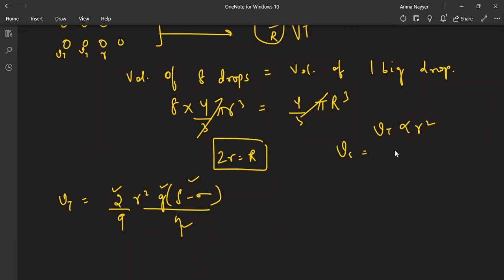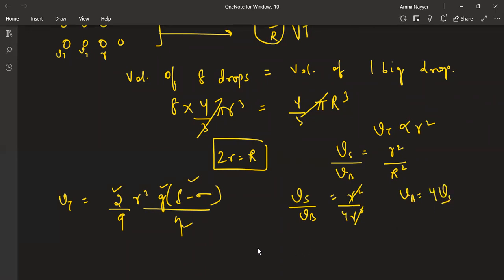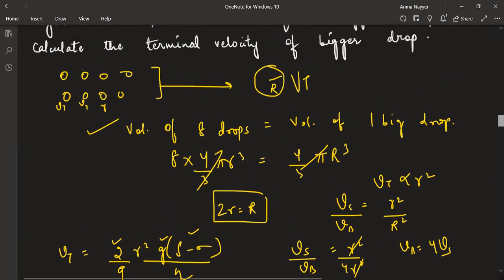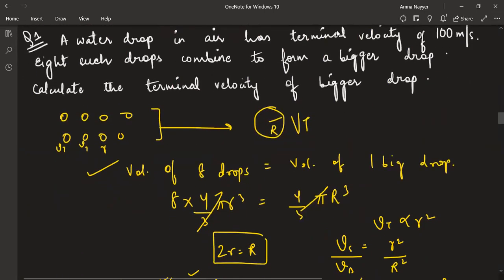It means V smaller is r square, V bigger is capital R square. Put the relation of capital R square from here. So V smaller by V bigger becomes r square by 4r square. That means velocity of bigger drop is 4 times the smaller drop. So velocity of bigger will be 4 times smaller. Smaller is 100. That is 400 meter per second. This is the final answer. Just because volume is the same, we have this relation. Note down the question, note down the solution of it. Some more topics are there that we'll discuss.